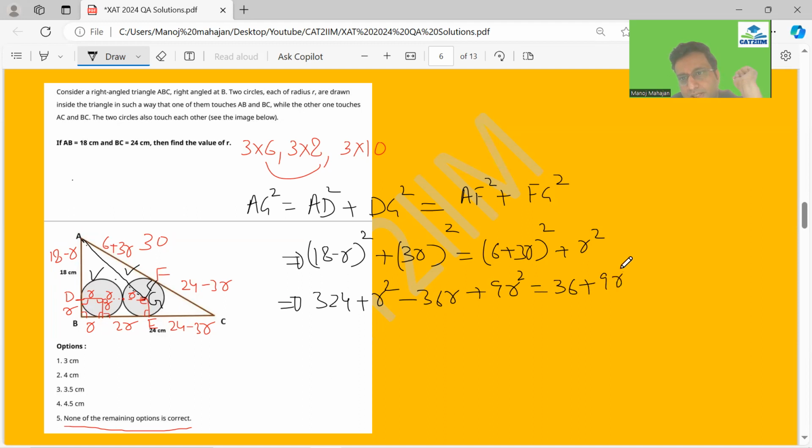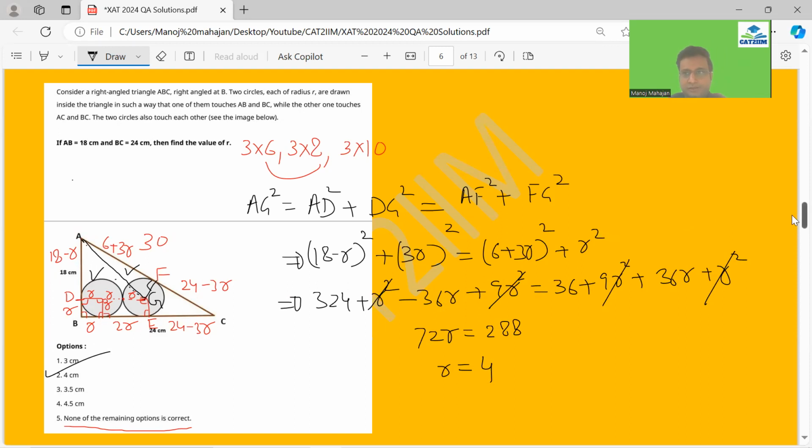36 plus again 9R square plus 36R plus R square. So look, I was correct. These are cancelling out here. So what is left is 72R equal to 288. So what is my R coming out? I guess 4. So this should be the correct answer.